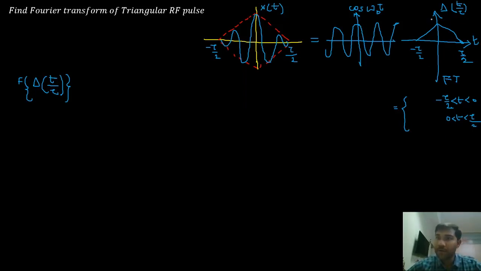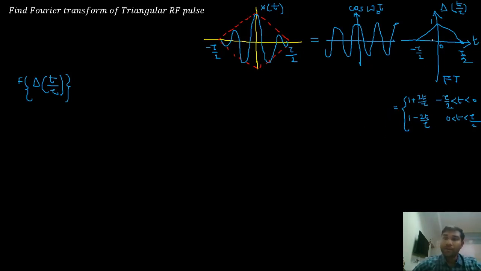Now the amplitude here is 1, so I have to find the line equation for this part of the signal from minus tau by 2 to 0. So what is my line equation? If you calculate it, it will come to be 1 plus 2t by tau, and the second one is going to be 1 minus 2t by tau, right?